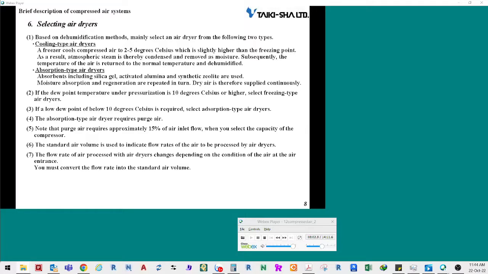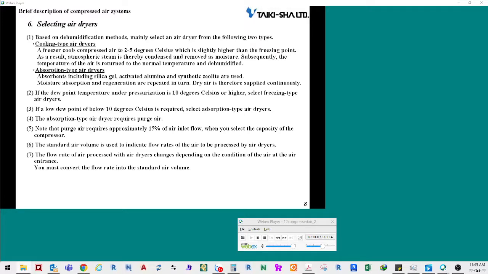Cooling type. A freezer cools compressed air to 2 to 5 degrees Celsius, which is slightly higher than the freezing point. As a result, atmospheric steam is thereby condensed and removed as moisture. Subsequently, the temperature of the air is returned to the normal temperature and dehumidified.